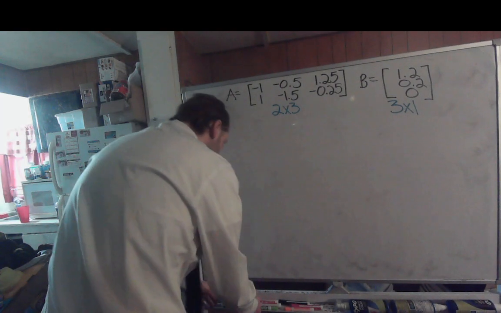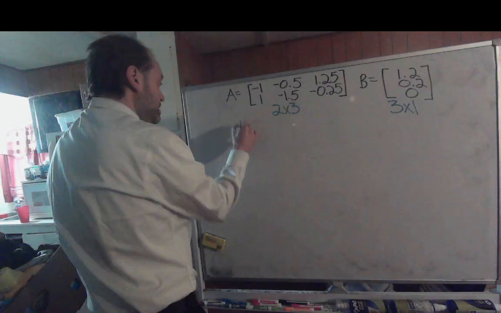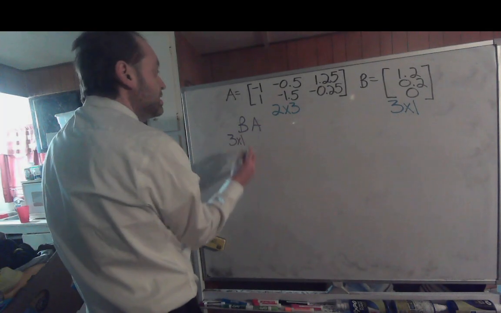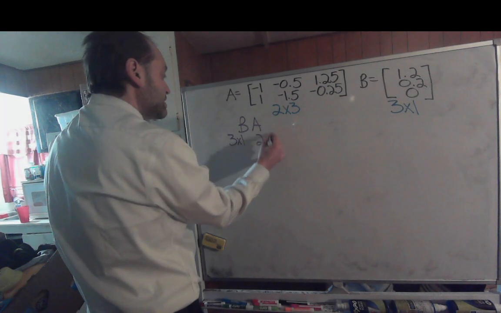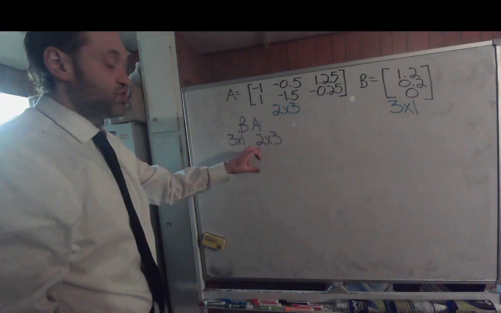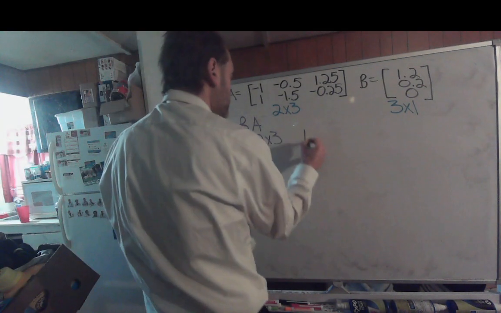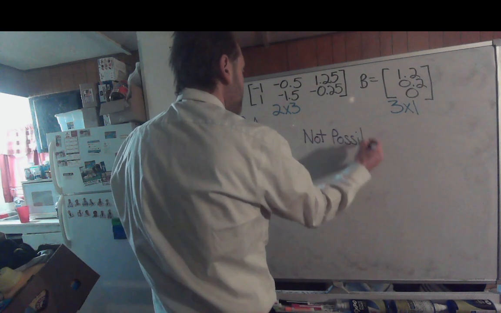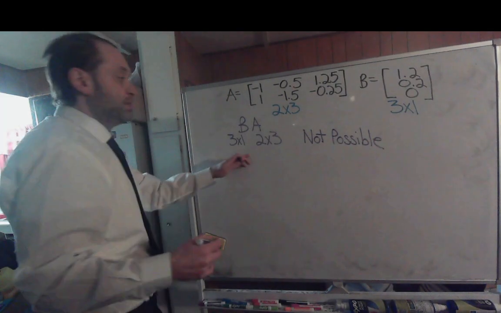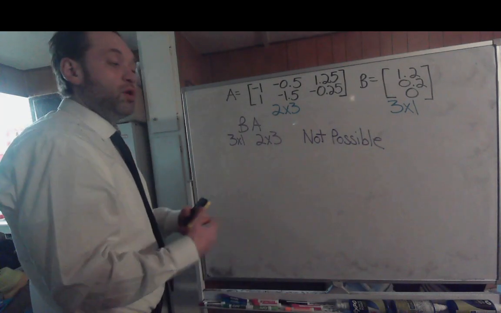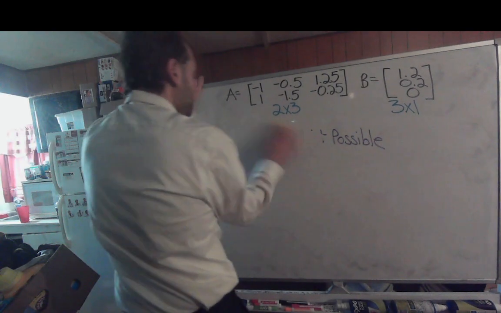Is B times A possible? Well, B times A, let's see, B is a 3 by 1 matrix, right? A is a 2 by 3 matrix. Well, the number of columns in the first matrix do not match the number of rows in the second matrix, so B times A is not even possible in this case, because you don't meet the criteria to be able to multiply them. So that's why the order of multiplying matrices does matter. And it's not commutative.